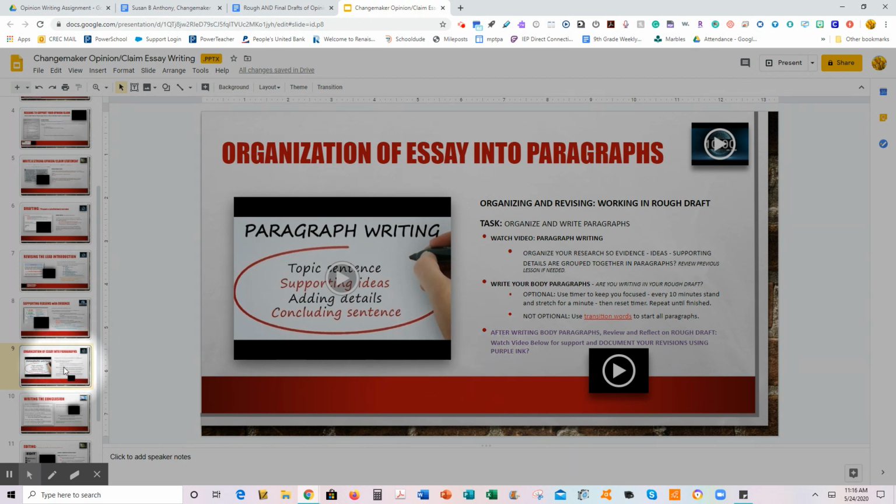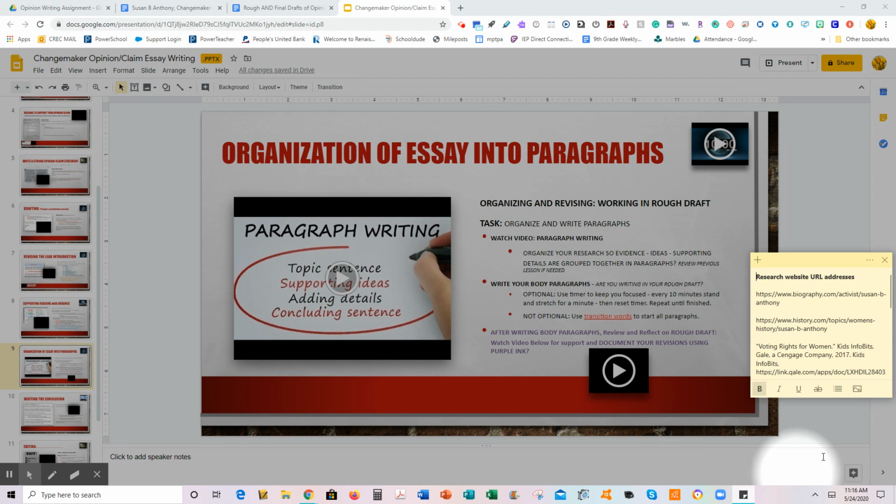We should be on slide 9. You should have watched the essay paragraph writing. You should have organized your research evidence into supporting details and grouped them together in paragraphs. You have written your body paragraphs. You had the ability to use the timer and use transitional words. There's a video here for you to have watched if you needed support. So you should have your rough draft with your 3 body paragraphs written.